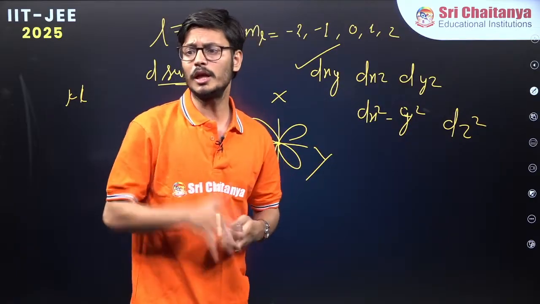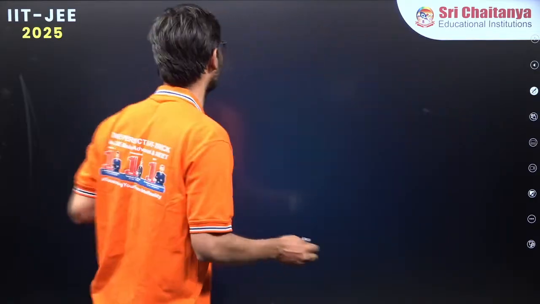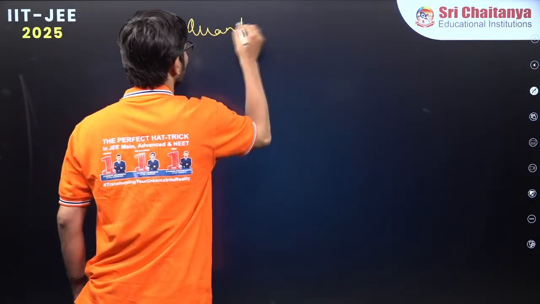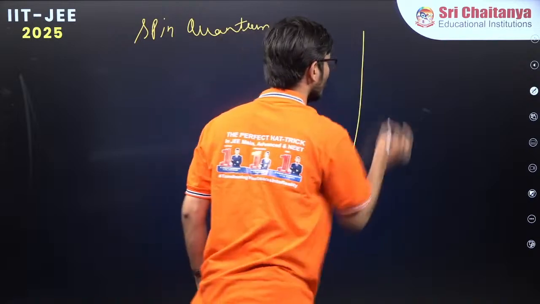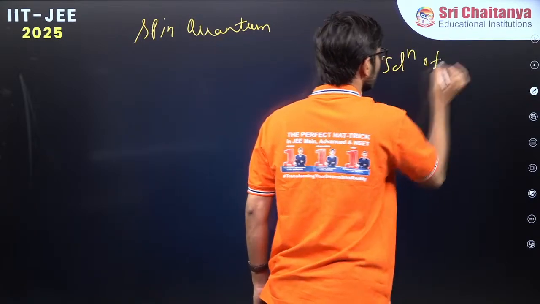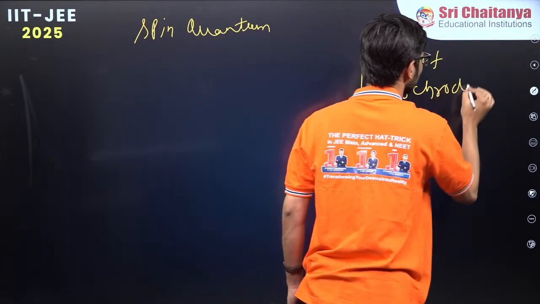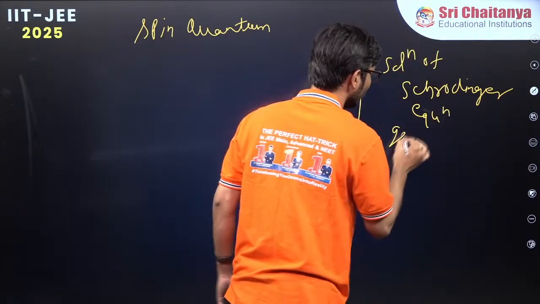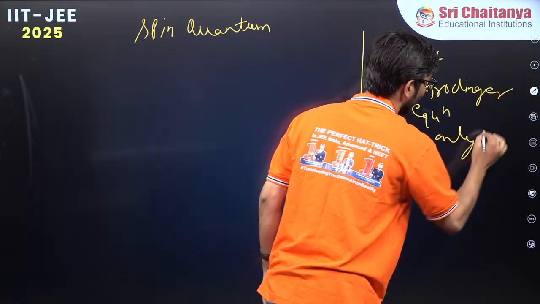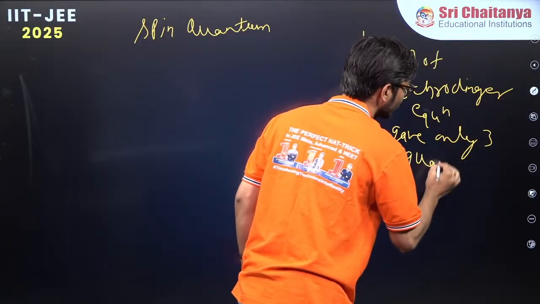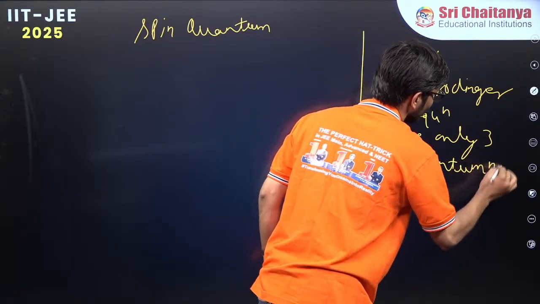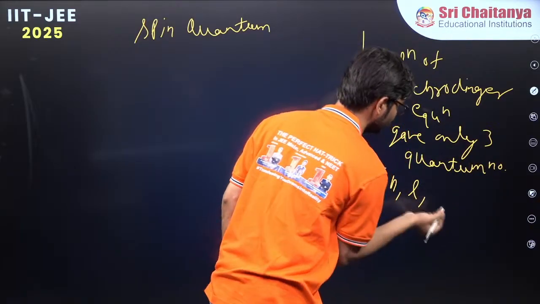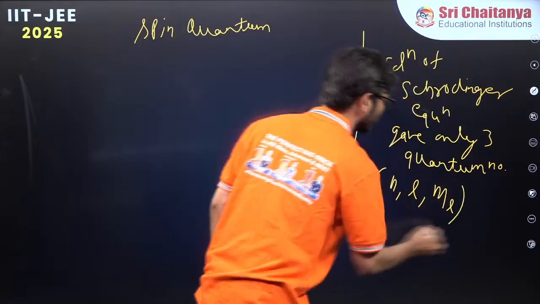So we have understood the 3 quantum numbers. Now coming to the 4th quantum number, which is called the spin quantum number. Now let me repeat: solutions of the Schrodinger equation gave only 3 quantum numbers, which are the principal, azimuthal and orbital angular momentum quantum numbers.